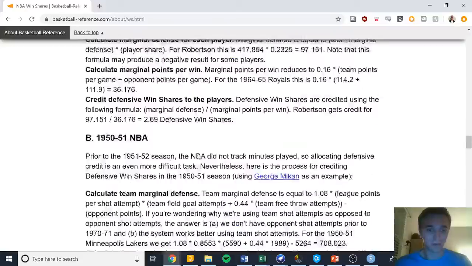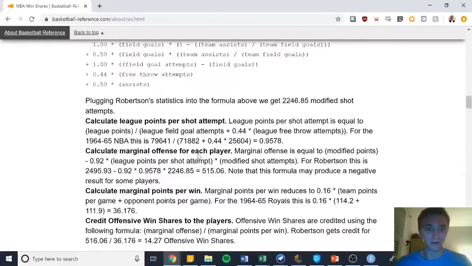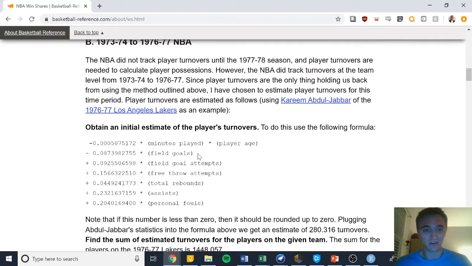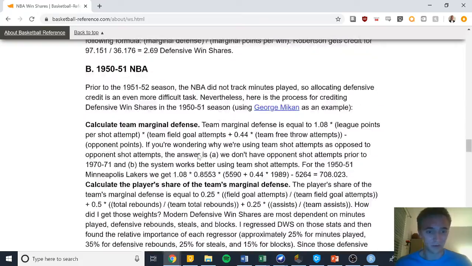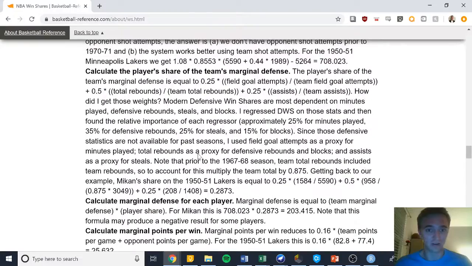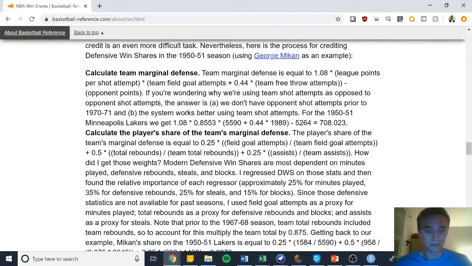But what it basically does is try to estimate first their offensive win share, factoring in their shots made, their rebounds, their assists, taking away points for fouls, and then also their defensive win share, how many blocks they're getting, how many steals they're getting, and seeing what they marginally add to the team.